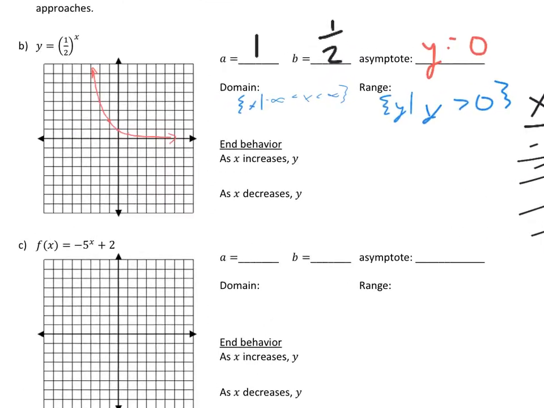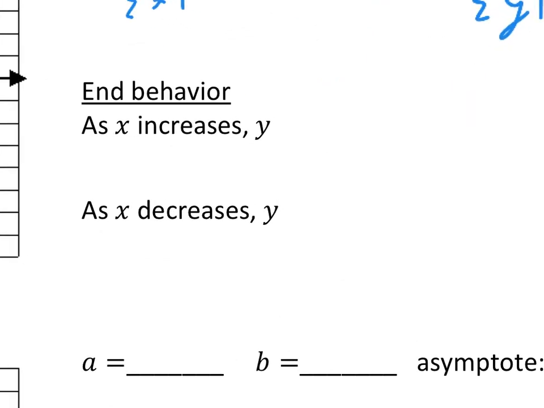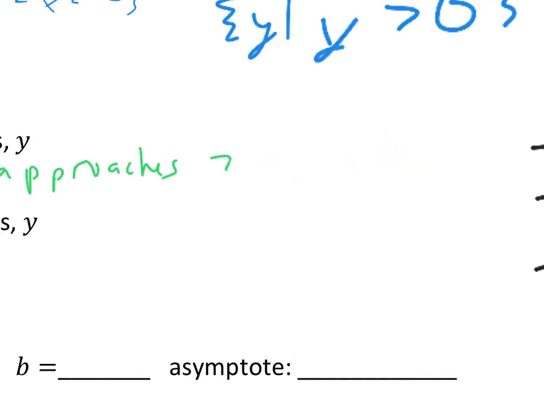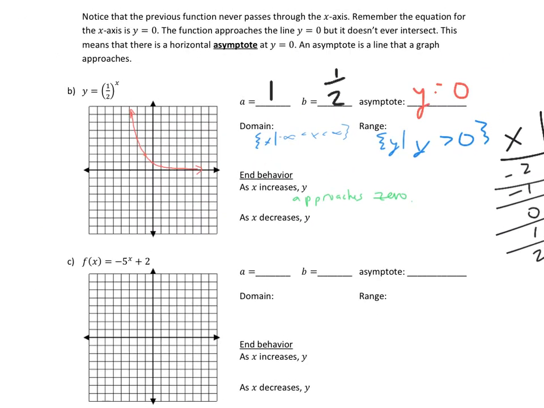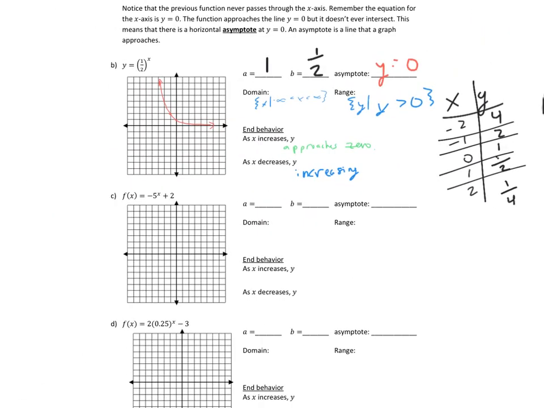Our end behavior: as x increases, what is happening to y? So I'm going to change colors again. So here is how x is increasing. What's happening to the y? It's approaching 0. And then as x decreases, so x is large and x is decreasing going back this way, y is actually increasing. And that is letter B.